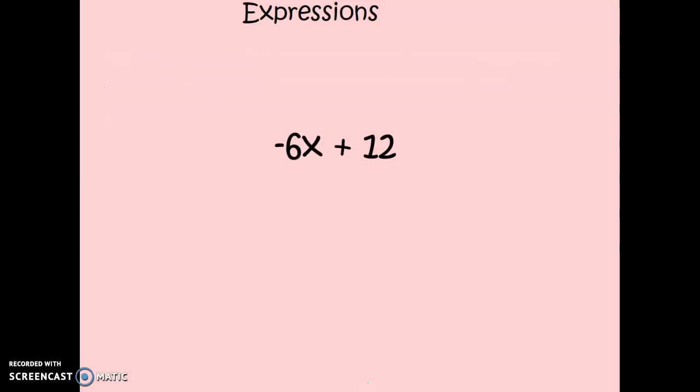Okay, so here is an example of an expression, and we're going to label the various parts as it tells you to on your notes page. This right here is called a term. This is also called a term. It doesn't have to have a variable on it. And of course, this is our variable.